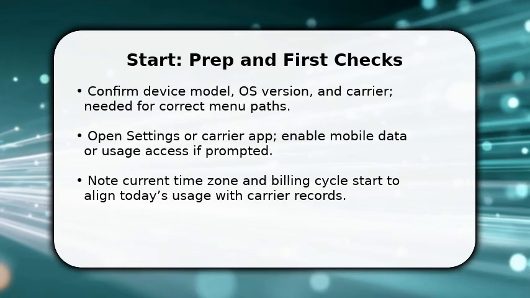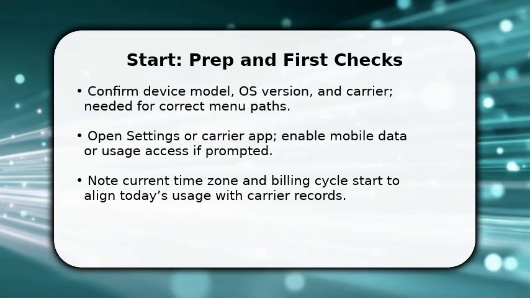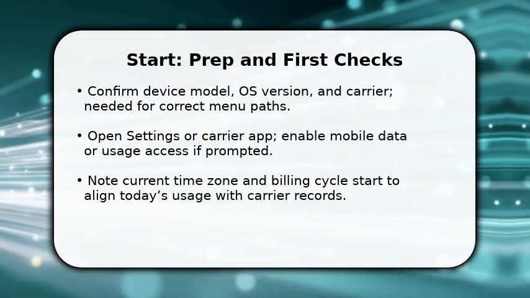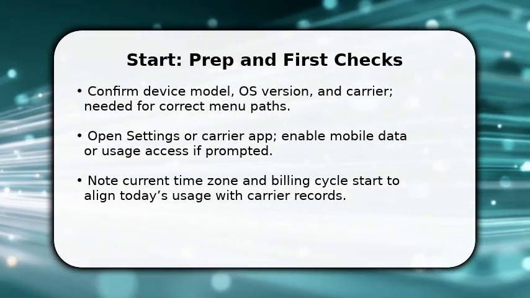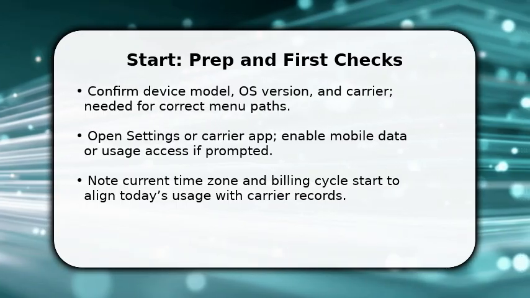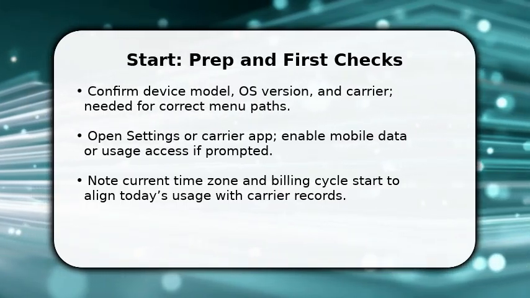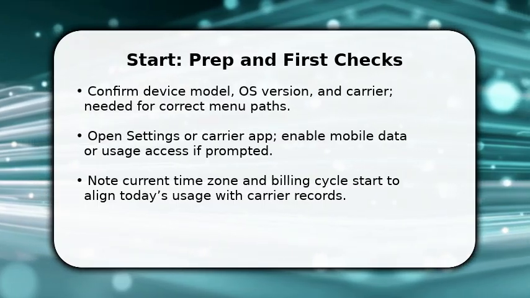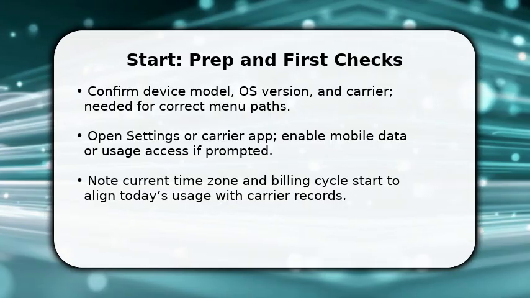Enjoy the video. You'll begin by making sure the phone and account are ready. On your phone, open Settings and go straight to Data Usage or Cellular. That shows live counters. If you use a carrier app, sign in now so you can compare readings. Once done, check whether your billing cycle starts today or earlier. That affects what counts as today.